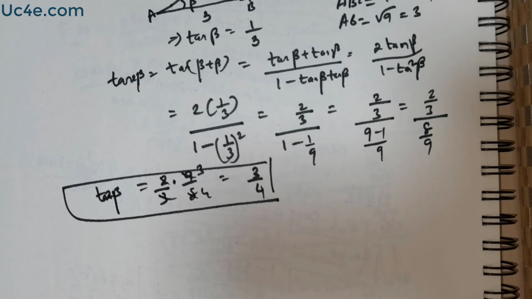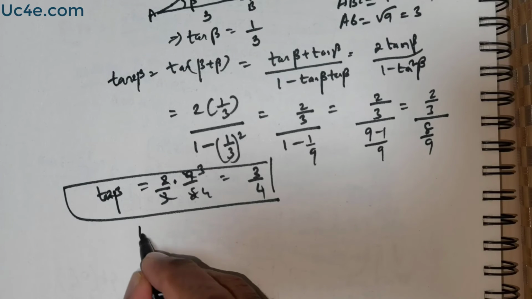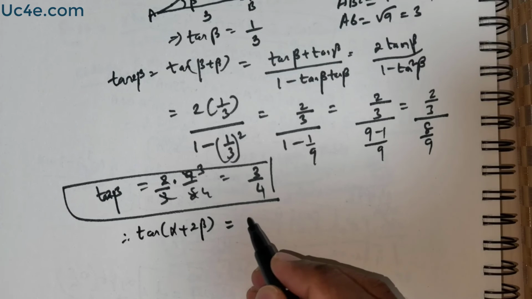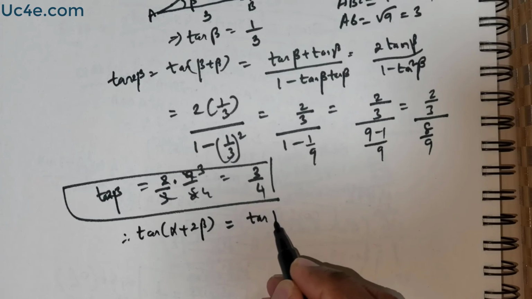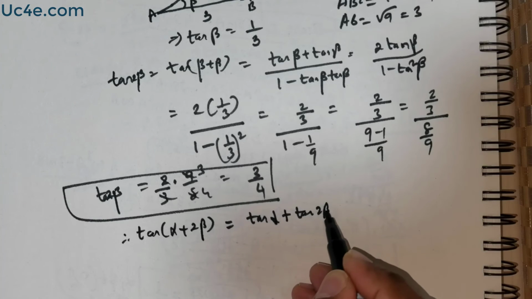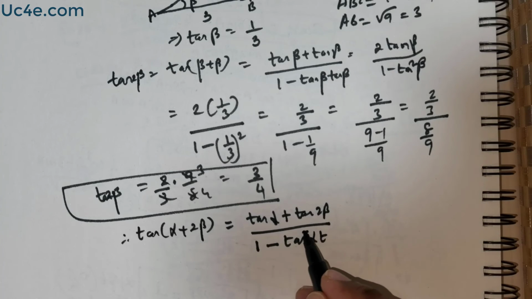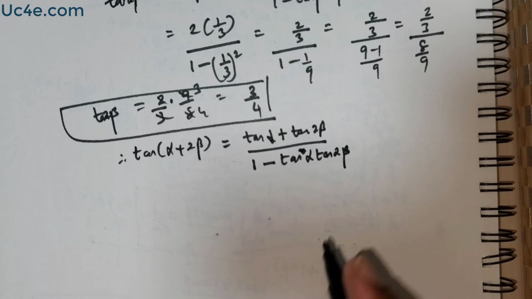But this is not the end of the question. We are expected to obtain tan of alpha plus 2 beta, right? So we need to extract that. If I were to expand this, we know that this is tan alpha plus tan 2 beta divided by 1 minus tan alpha times tan 2 beta. This is what we have got, right?